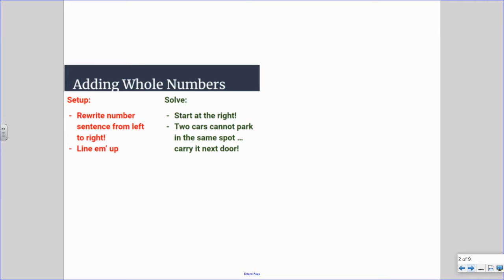We know adding is part of COAS. We need to line up those place values. We are also then going to solve the problem by starting at the right, all the way at the right. And we need to remember that two cars cannot park in the same spot.